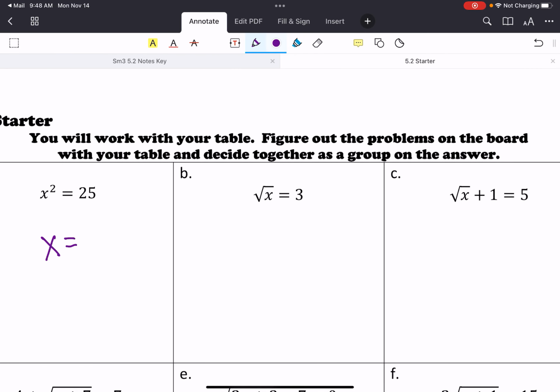Does everyone agree with this for A? Yes. Is it missing anything? Maybe plus or minus. Plus or minus 5. Okay. What about B? X equals... It's just positive 9.